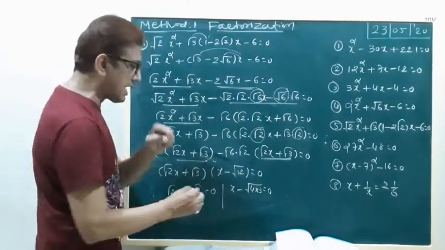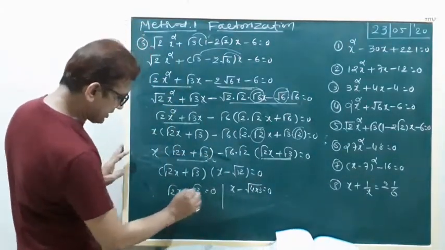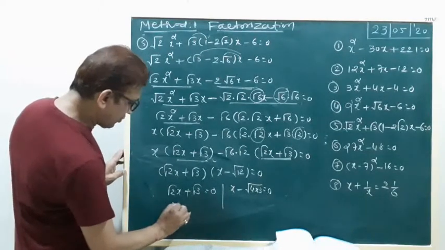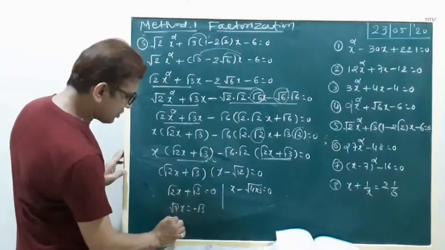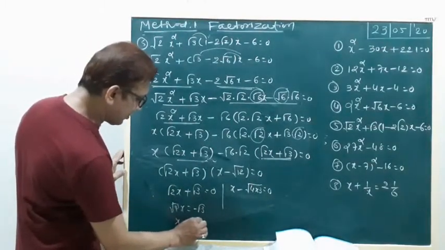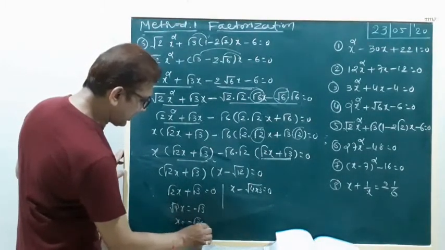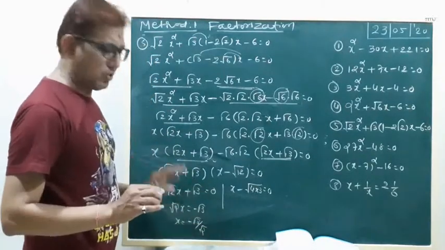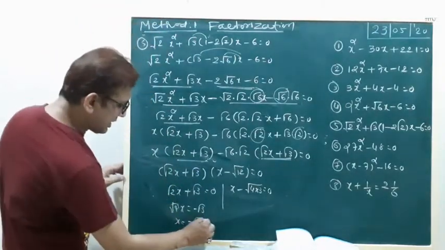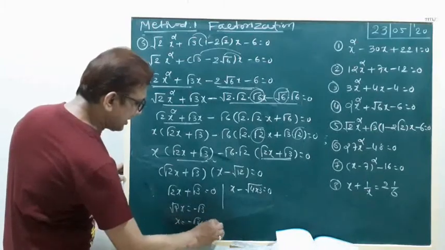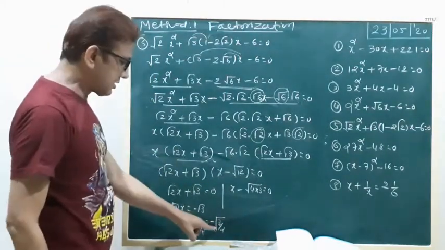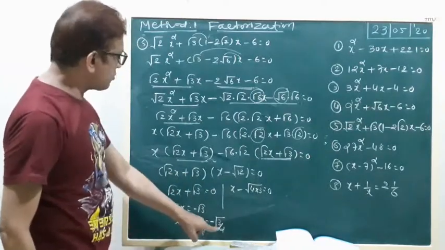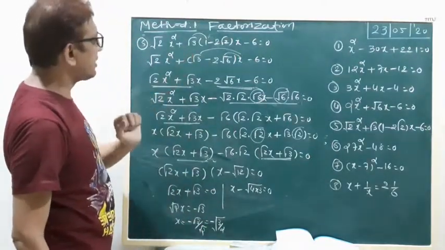Now equating to 0: root 2x plus root 3 equal to 0, so root 2x equal to minus root 3, so x equal to minus root 3 upon root 2. You can also write it as minus the whole root of 3 by 2. This is your final answer, one of the solutions of this quadratic equation.